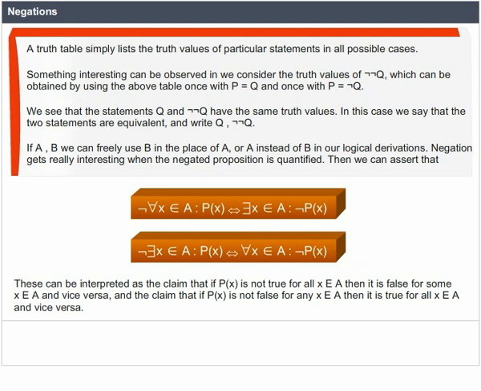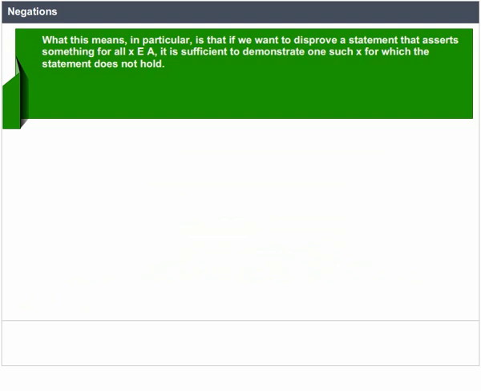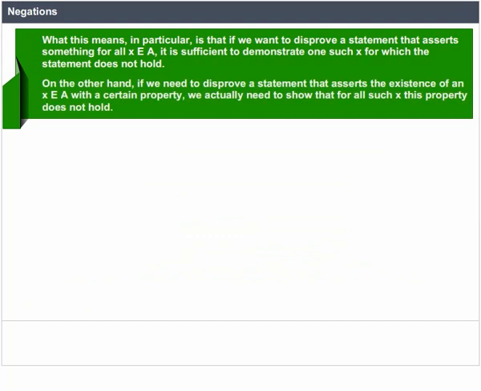These can be interpreted as the claim that if p of x is not true for all x belongs to A, then it is false for some x belongs to A and vice versa, and the claim that if p of x is not true for any x belongs to A, then it is false for all x belongs to A and vice versa. What this means in particular is that if we want to disprove a statement that asserts something for all x belongs to A, it is sufficient to demonstrate one such x for which the statement does not hold. On the other hand, if we need to disprove a statement that asserts the existence of an x belongs to A with a certain property, we actually need to show that for all such x this property does not hold.